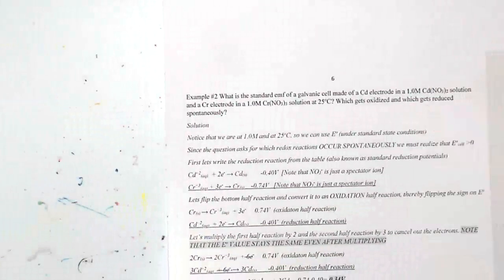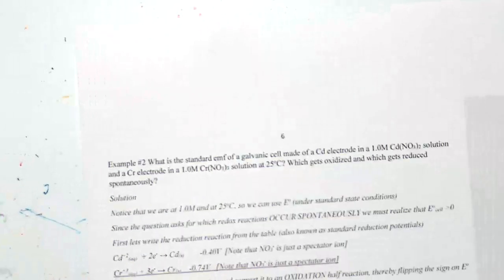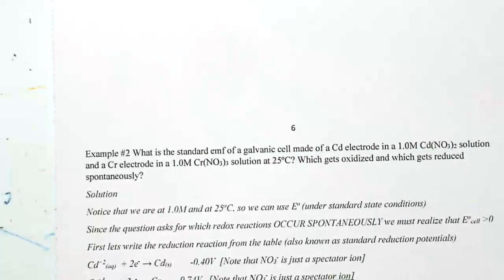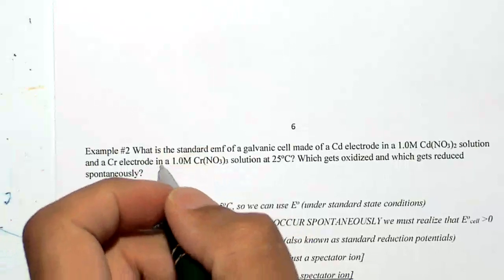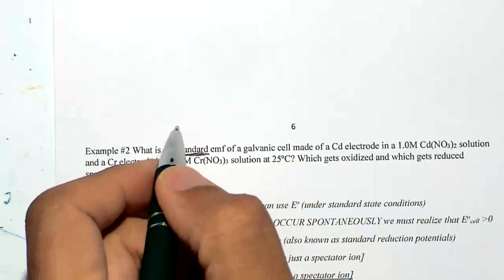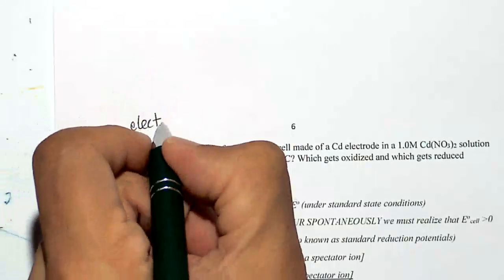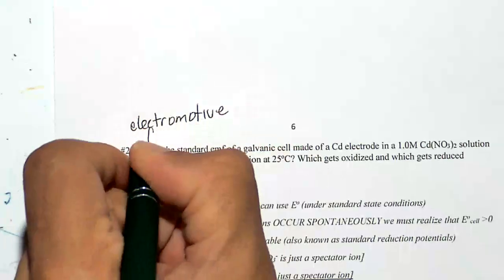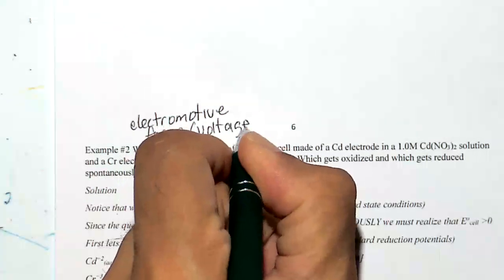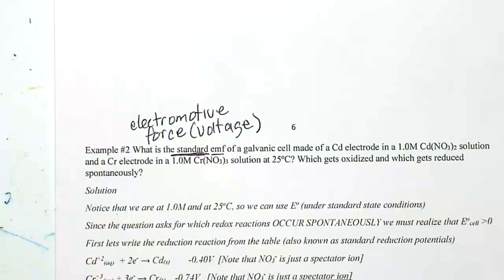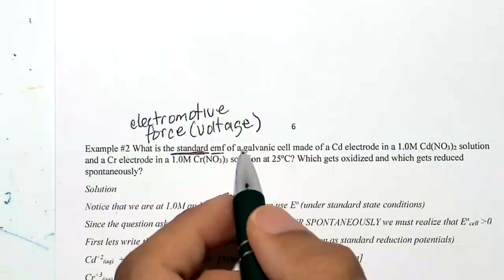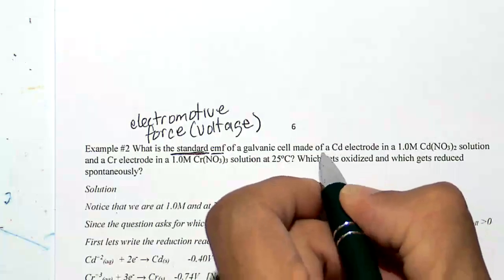Let's go ahead and do this problem together, even though I worked it out. We'll do it together. It says here, what is the standard? So the word standard here means standard state. EMF is just a fancy word for voltage. It stands for electromotive force. So we're really talking about voltage. Electromotive force, voltage. They're trying to sound smart. It's the same thing. Of a galvanic cell. So what are the two parts of a galvanic cell? Anode and cathode. Of a cadmium electrode in 1 molar cadmium nitrate.